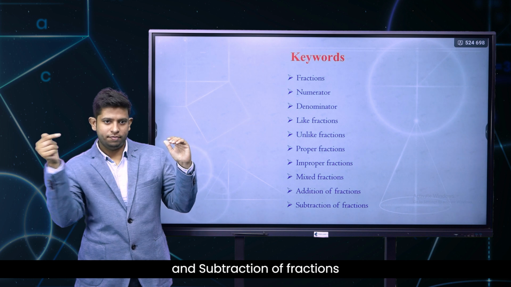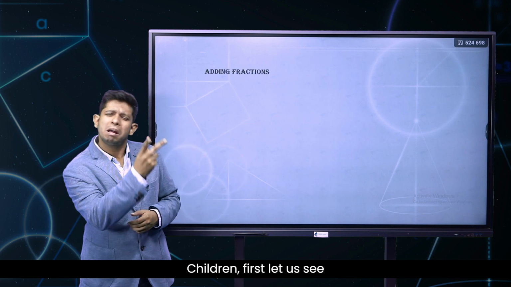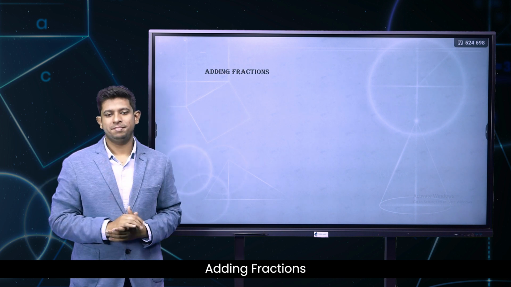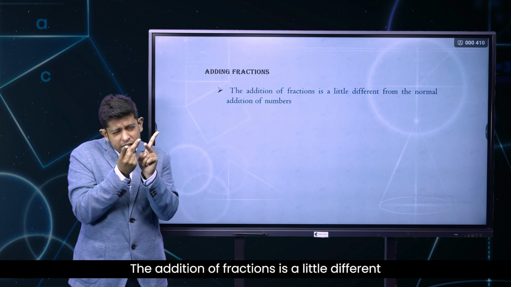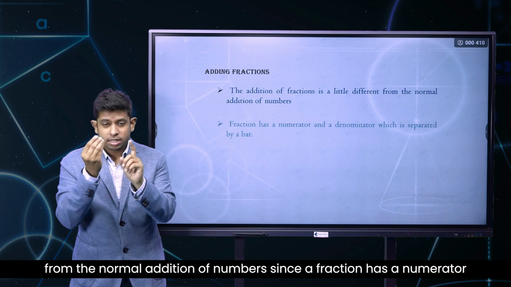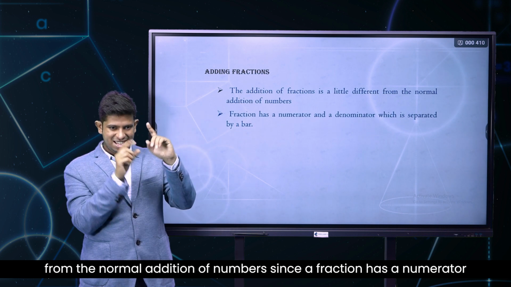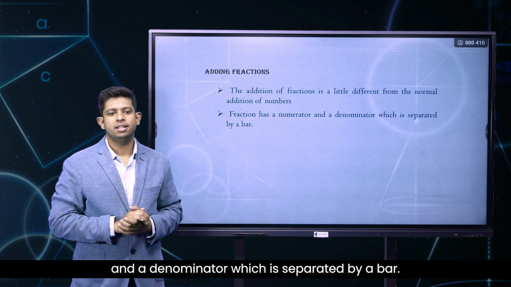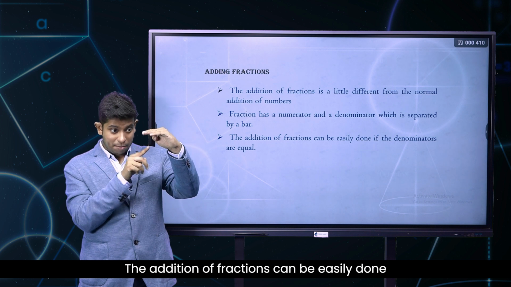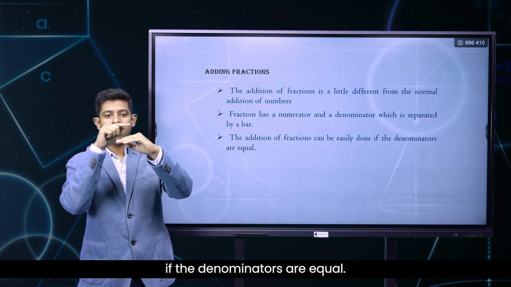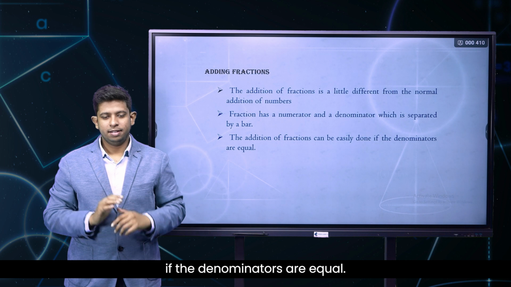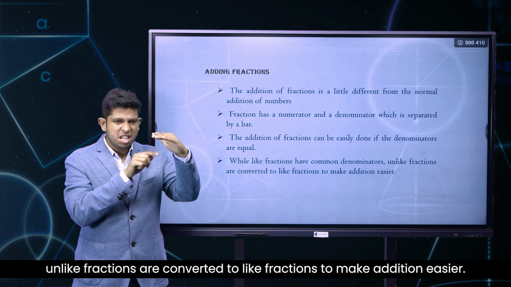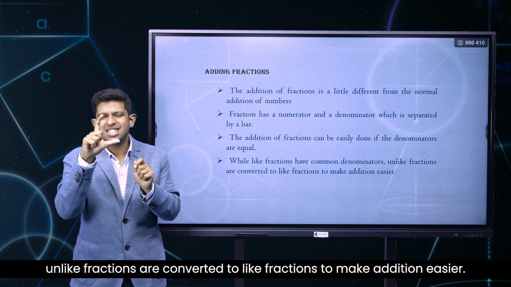and subtraction of fractions. Children, first let us see adding fractions. The addition of fractions is a little different from the normal addition of numbers, since a fraction has a numerator and denominator which is separated by a bar. The addition of fractions can be easily done if the denominators are equal, while like fractions have common denominators. Unlike fractions are converted to like fractions to make addition easier.